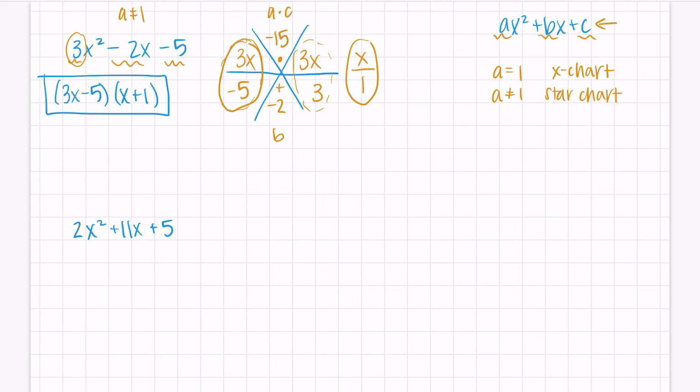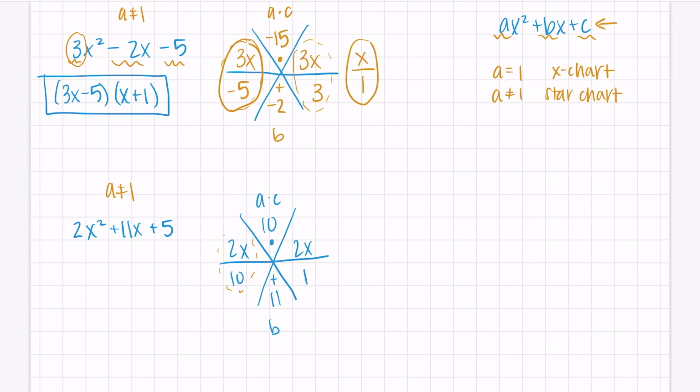Let's do another example. Notice again, in this case, a equals 2, so a does not equal 1. When a doesn't equal 1, I make a star chart. I'm going to take a times c and put it in the top spot. I'm going to put b in the bottom spot. 2 times 5 is 10, and b is 11. A is 2, so I'm going to put 2x in these two spots. Two numbers that multiply to 10 and add to 11 are 10 and 1.